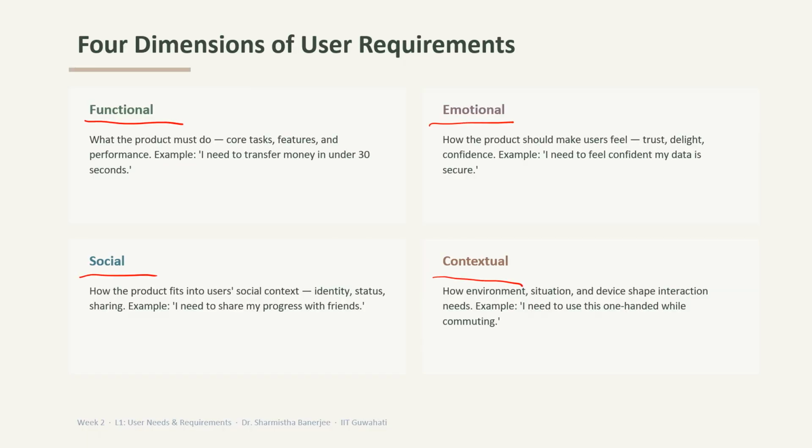Then comes the contextual requirements. How environment, situation and device shape the interaction needs. For example, I need to use this mobile phone one-handed while I am trying to commute somewhere, because maybe my other hand is busy driving. It is of course not safe to do that. Or maybe I am in a bus or a train and I am holding a particular handle to anchor myself, and that's why I need to do this single-handed typing on my mobile phone while I am commuting, the context.